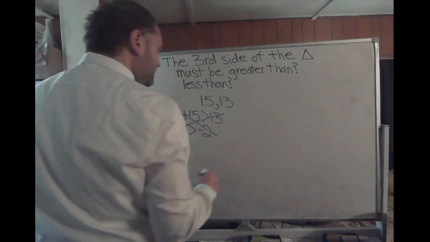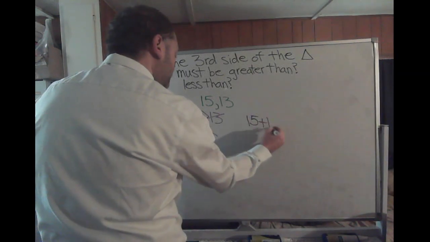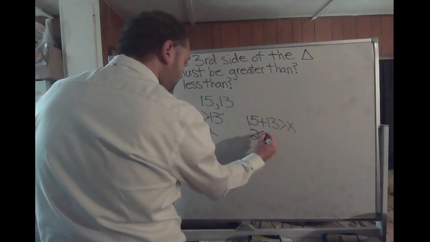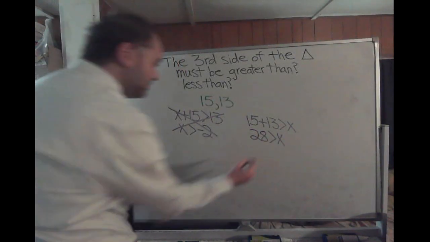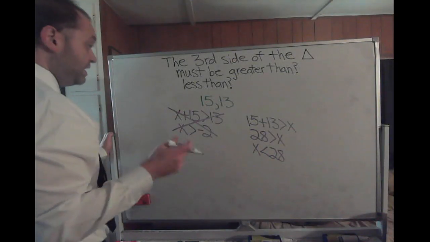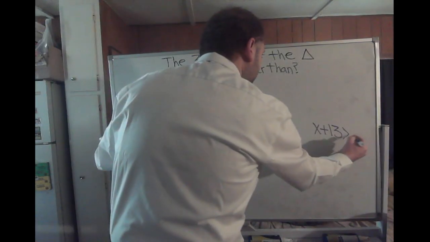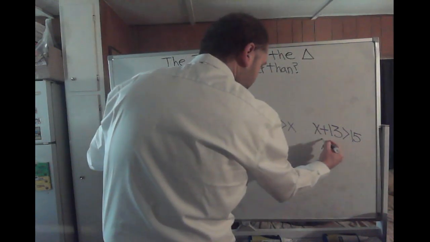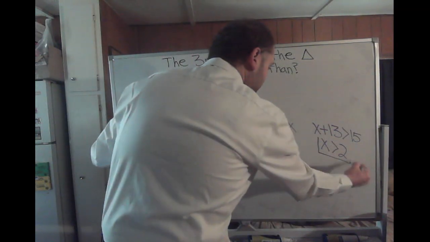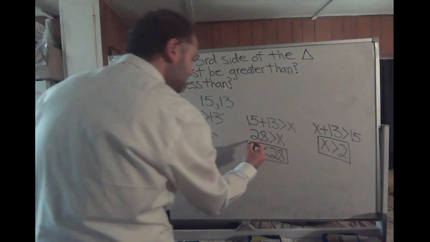That doesn't work. Next thing is take 15 plus 13, set that greater than x, which would then give you that 28 is greater than x, which has to mean that x is less than 28. And then, of course, finally, you'll take x plus 13, set that greater than 15, which would just mean that x is greater than 2. So your answers for this are that x has to be greater than 2. Your third side has to have a length greater than 2, but less than 28.